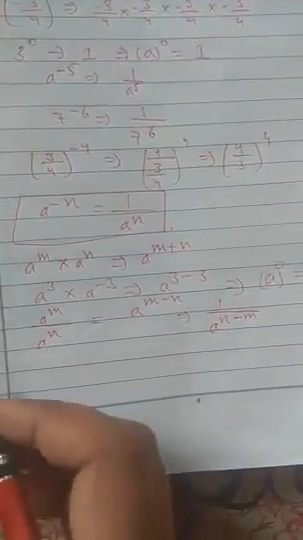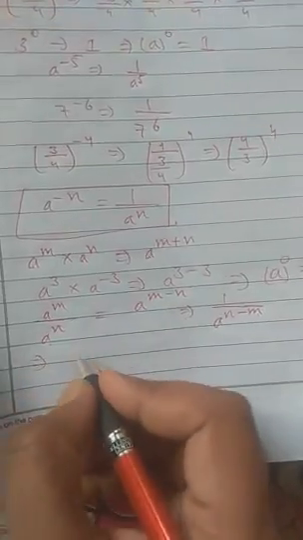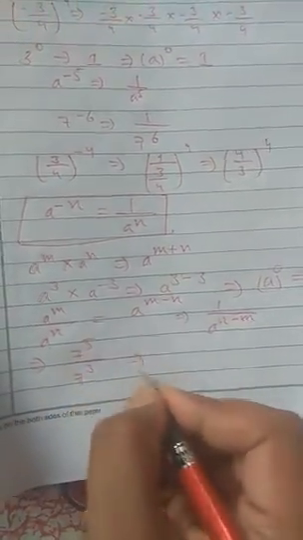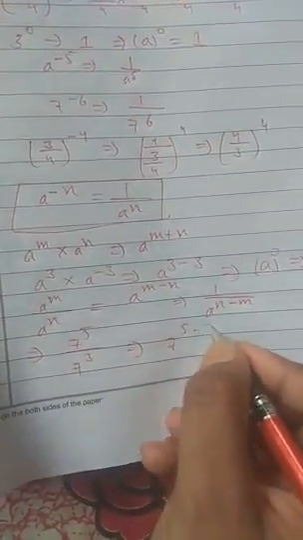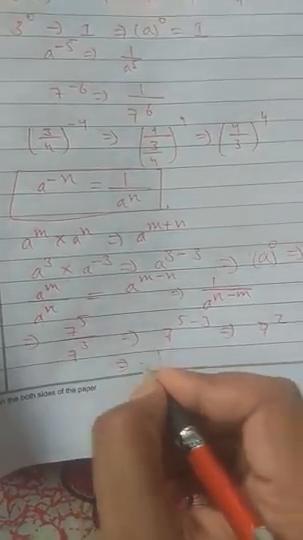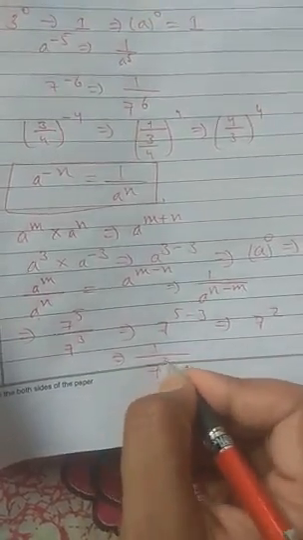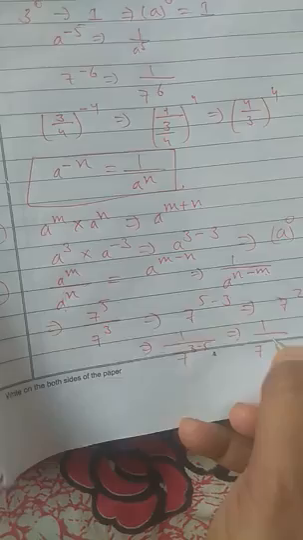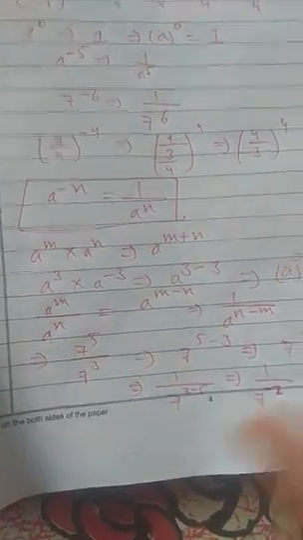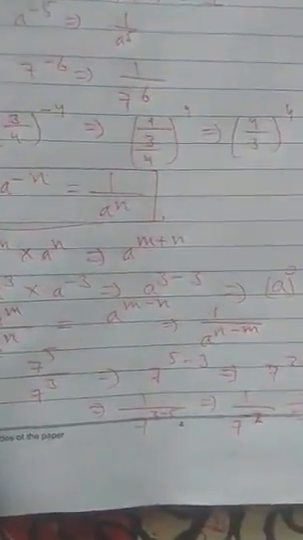Some more examples you can see. If you have 7 power 5 upon 7 power 3, this results in 7 power 5 minus 3, which you can easily solve as 7 power 2. Or you can apply it like this: 1 upon 7 power 3 minus 5, which results in 1 upon 7 power minus 2. To remove the minus sign, follow the same step again: 7 power 2. We get the same result from both.